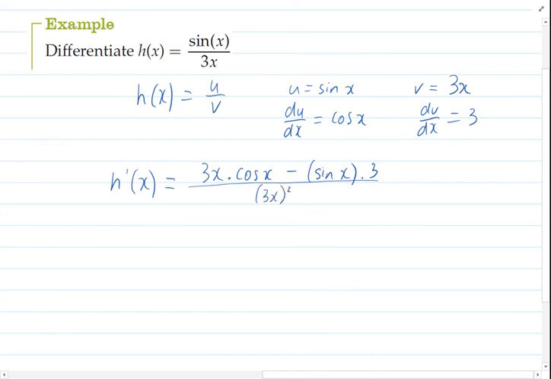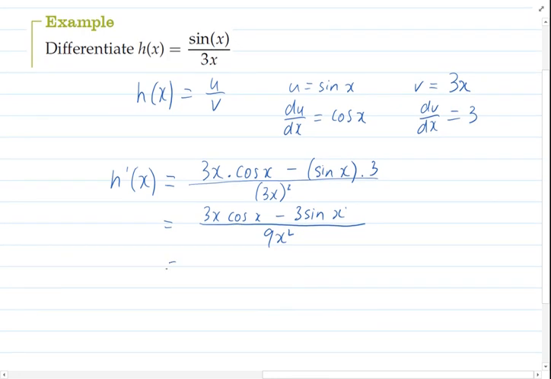Just notice where I'm using brackets as well, particularly here. A lot of students in that situation write out sine x times 3, and they really stuff themselves up, because that is quite different from what I've written in brackets. So let's tidy this thing up a little bit. So we've got 3x cos x minus 3 sine x all over 9x squared.